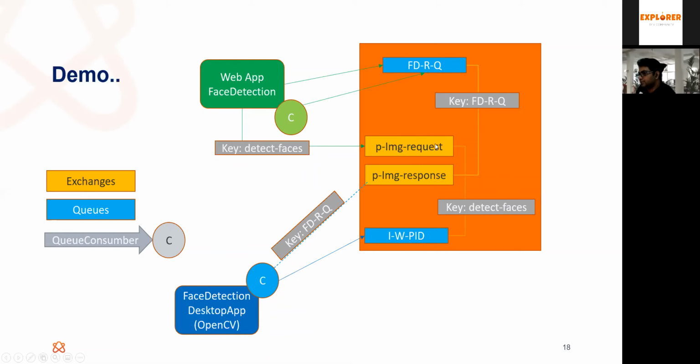For the web application, when a user uploads an image, it creates a queue and binds it with this exchange, and it has a consumer for this queue as well. Then it sends a message to this exchange with this key, so that once it comes here, it goes through this one and is processed here, and the response is sent back with this key.